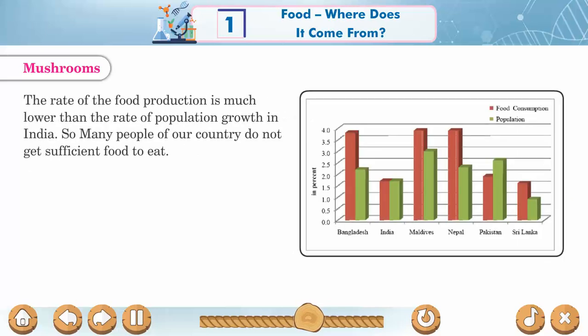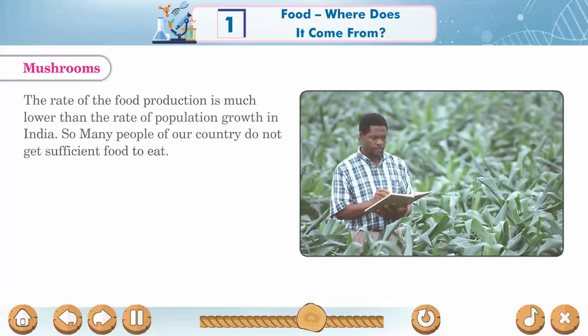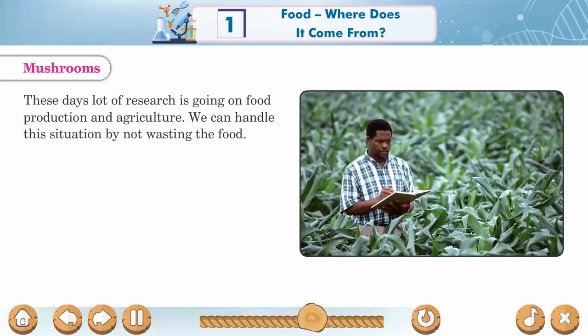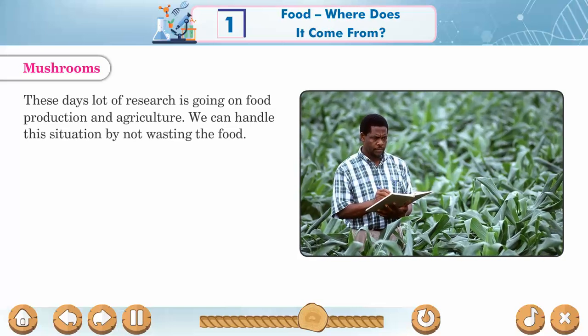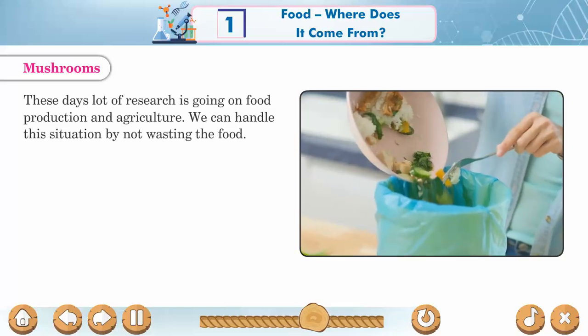The rate of food production is much lower than the rate of population growth in India. So many people of our country do not get sufficient food to eat. These days, a lot of research is going on in food production and agriculture. We can handle this situation by not wasting food.